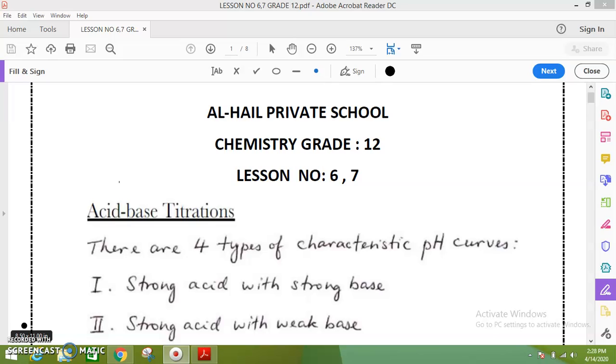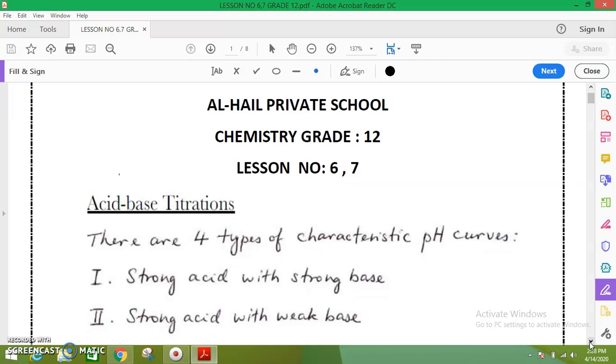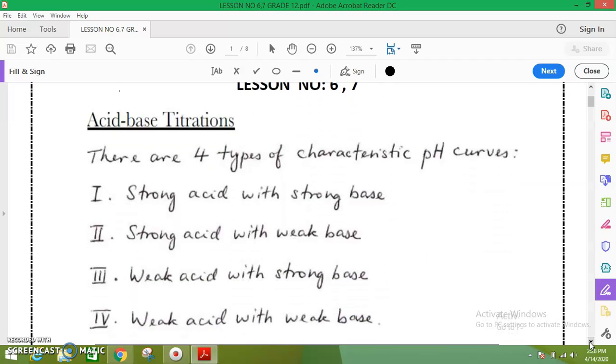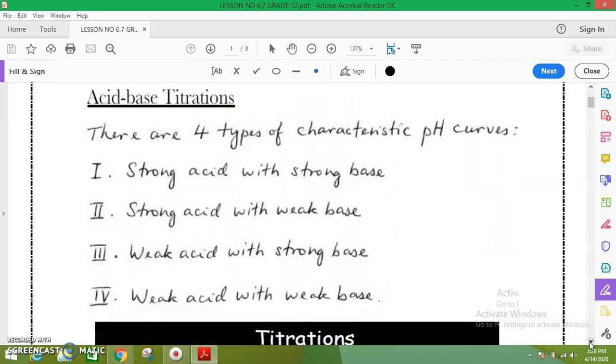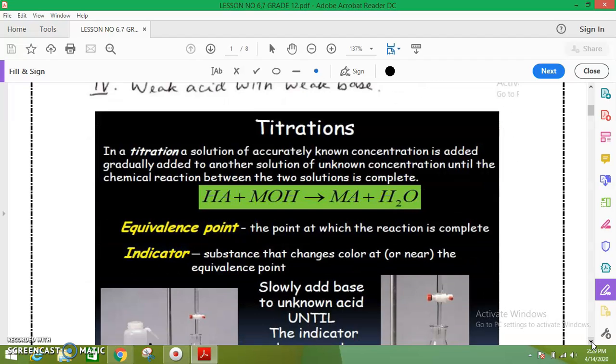Today we are going to start lesson number 6, acid-base titration. We have 4 types of acid-base titration. Strong acid with strong base, first one. Second, strong acid with weak base, third, weak acid and strong base, and fourth one is weak acid and weak base. Now come on, what is titration?